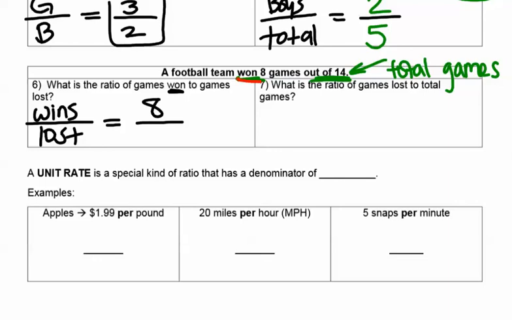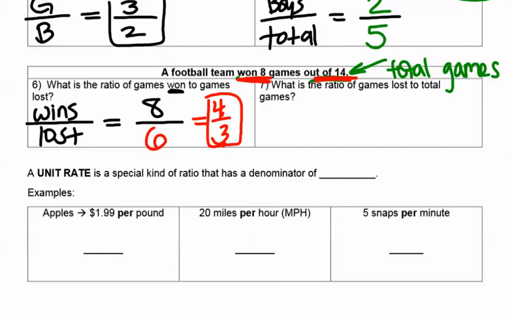Well, we know that they won 8 out of 14. So how many did they lose? They won 8. That means they lost the others out of the 14. So 14 minus 8 will give us 6. So they lost 6. So again, this is not simplified though. We need to simplify that. All right, the simplified version is going to be they won 4 games, they lost 3. Okay? We use the simplified version.